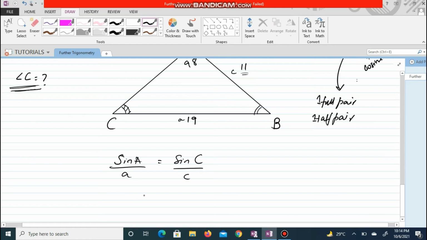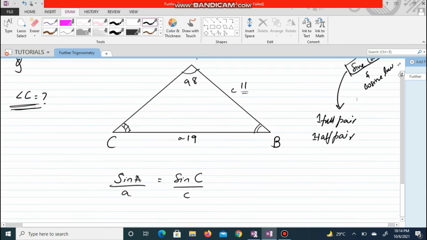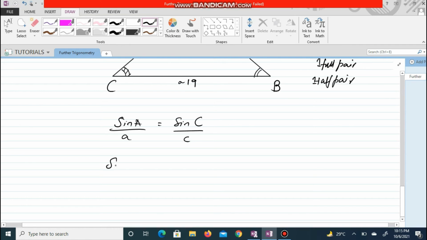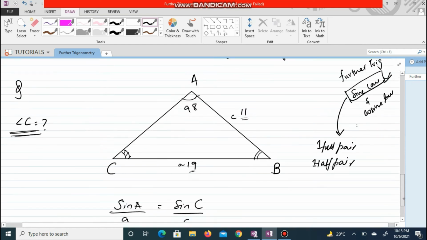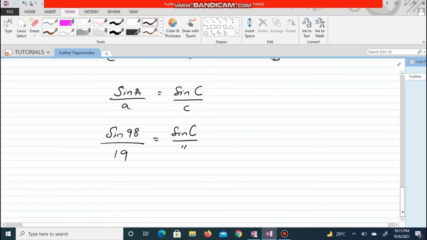So the angle at A is 98. So since we have an angle now, I'll put in place of A 98, and side A is 19. Then what do we have for C? We have just the side C, that is 11. And sine C, since we need to find this out, remains our unknown. So I'll be making sine C the subject of the equation. That would mean sine 98 multiplied by 11 upon 19. This would give me the value for sine C.